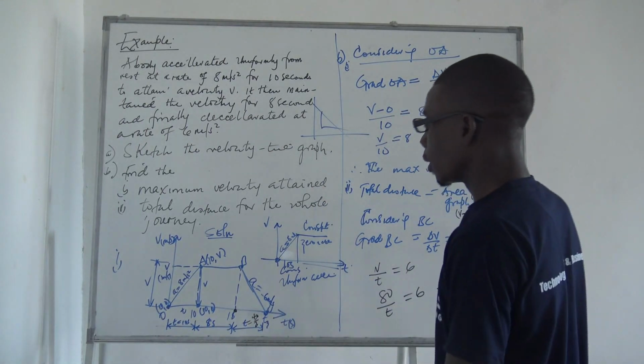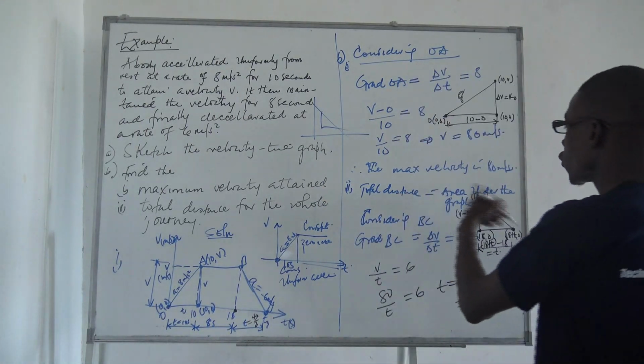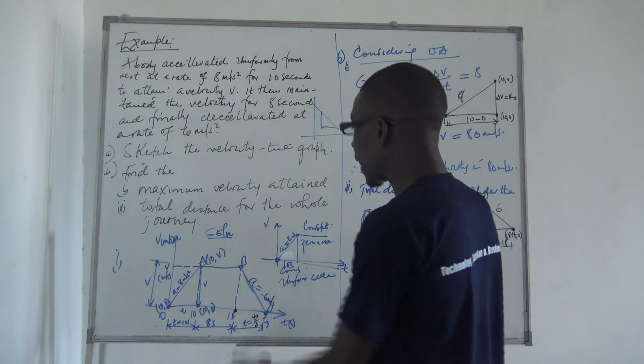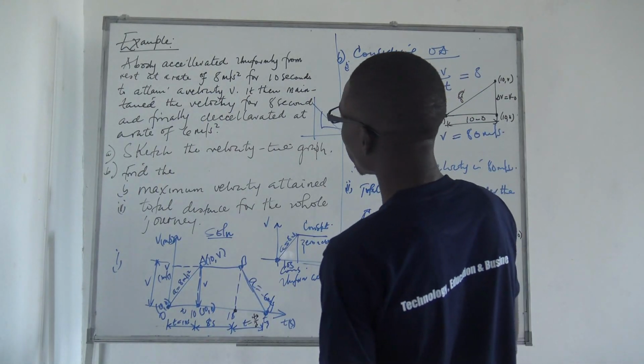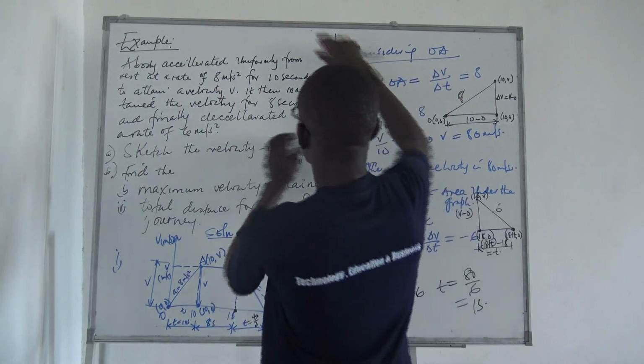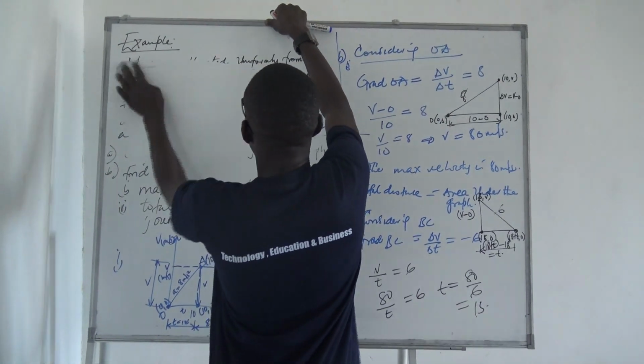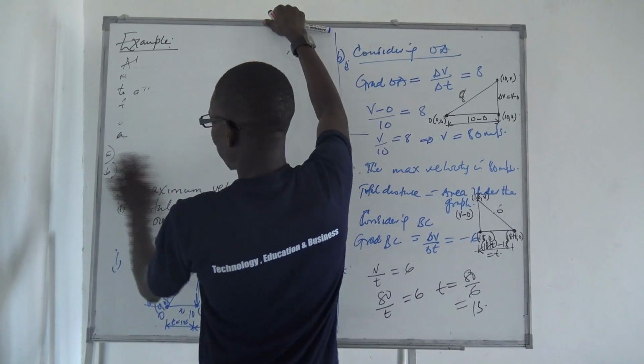And then after knowing this time here as 40 out of 3, since 80 out of 6 is the same as 40 out of 3, we can now calculate the total distance by calculating the area here. Where can we calculate the area? I can calculate the area from here.